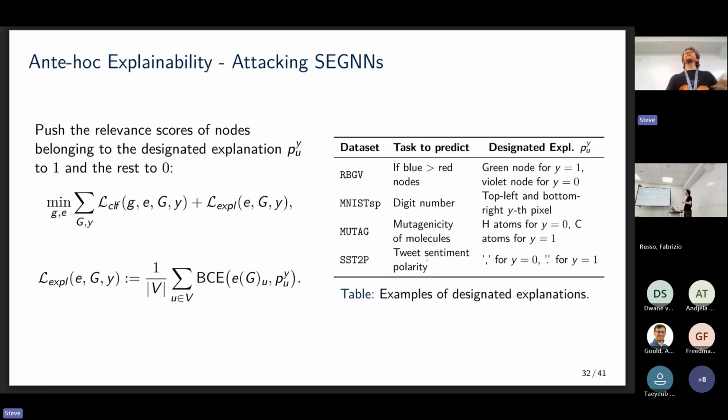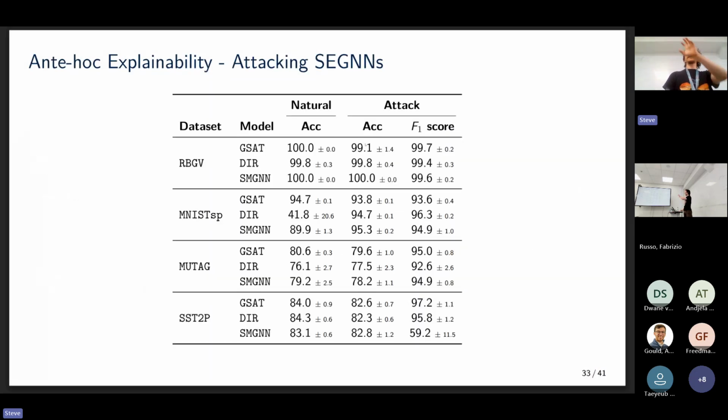This is possible. You are training the model, you can change the loss as you wish. And it turns out that the model accuracy of the attack is pretty much the same as the original one. So you're not losing much information except for one case over there, I think. But in some cases, you're even gaining some accuracy like this. While the F1 score of the explanation is very high, meaning that the model is providing the explanation that you picked, that you're forcing, while the model is still achieving high accuracy, even though the explanation that you are forcing is meaningless, is carrying no information.